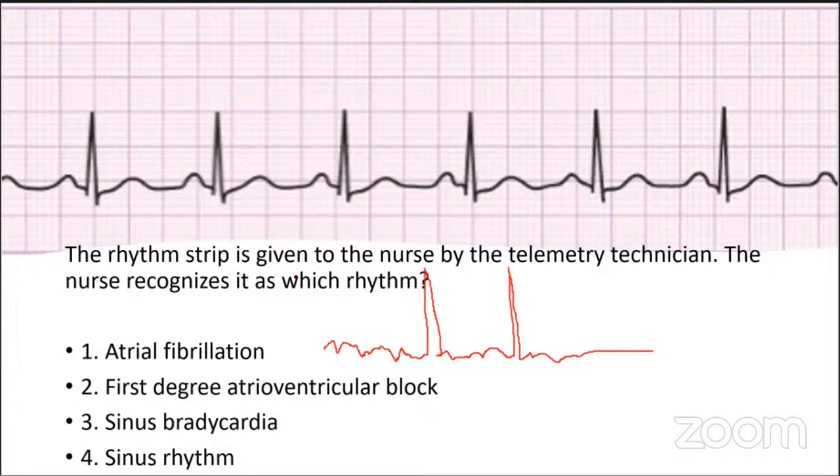Again, is it number 2, your first degree AV block? When I see AV blocks, I remember that AV blocks are bradycardic rhythms. Look at this slide. Would you say this is a fast rhythm or a slow rhythm? There are many ways to determine the rate of an ECG strip. Even just by merely looking at it, I can see that these are evenly spaced apart and they're not too far apart from each other. So it kind of looks normal to me.